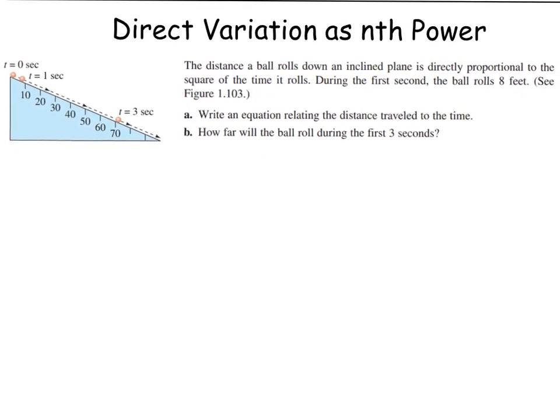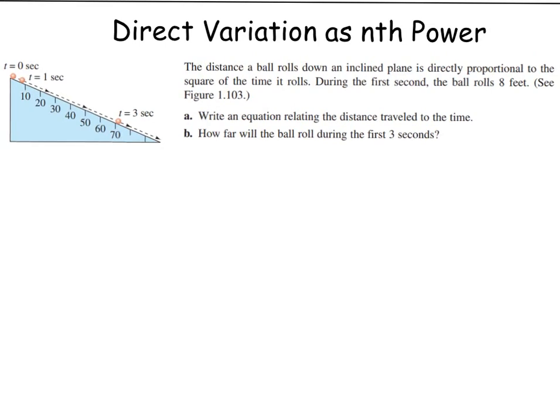All right, that last example was linear. And I want to show you this one. It's another direct model. I'm going to use distance and time, but you can see from the wording it's directly proportional to the square of the time it rolls. So this is related to t squared, not just t.